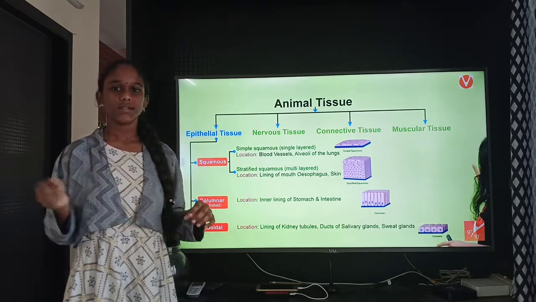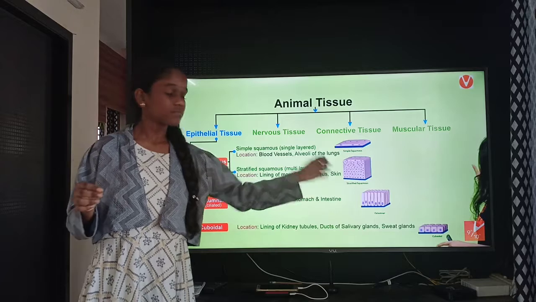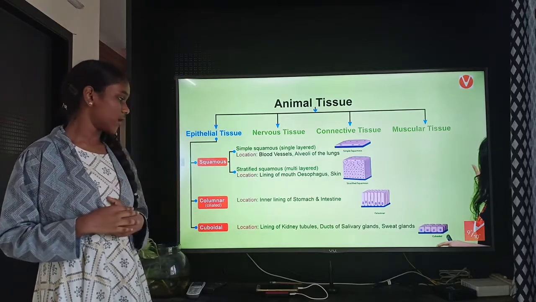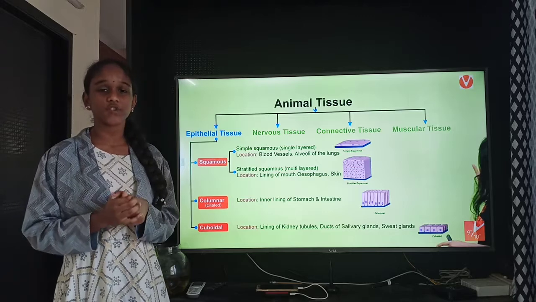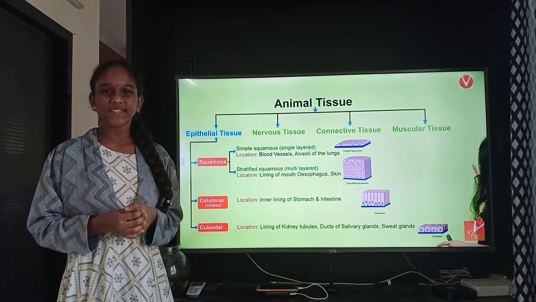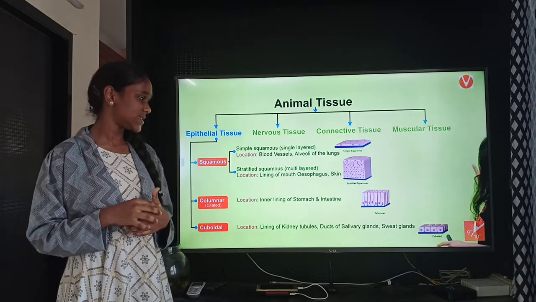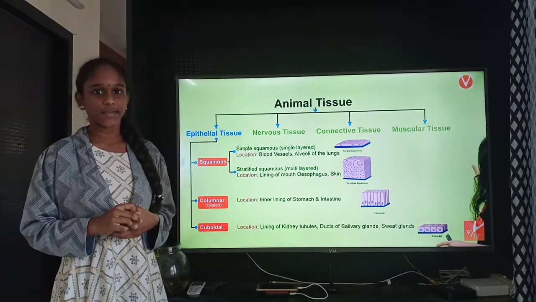More skin. So that's because of stratified squamous. Now let's talk about columnar. This columnar helps in absorption of the food. It means they are found mainly in the digestive system and also in the intestine.